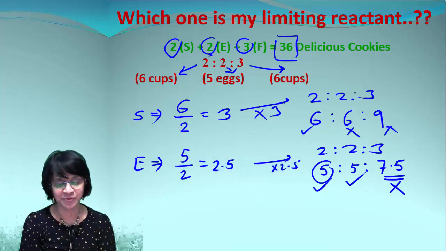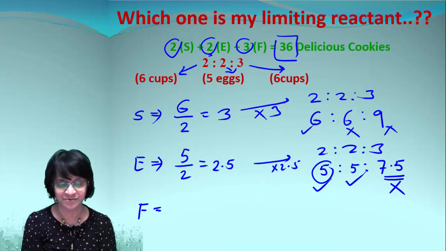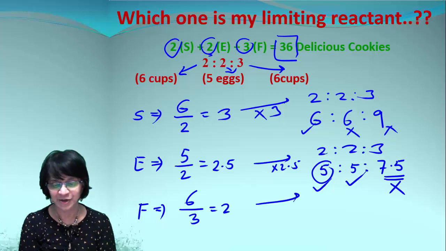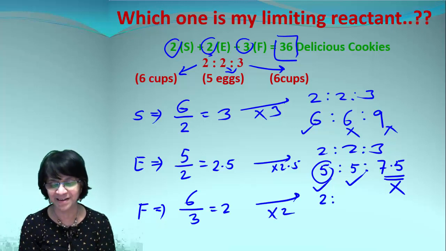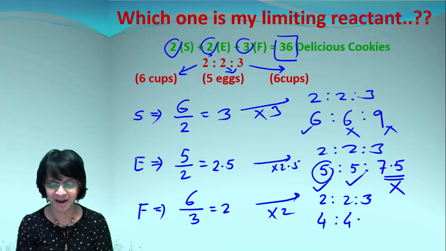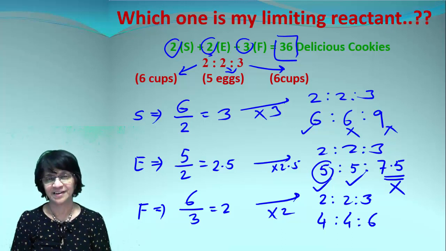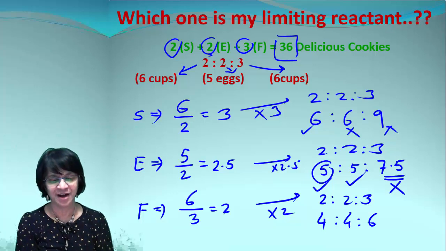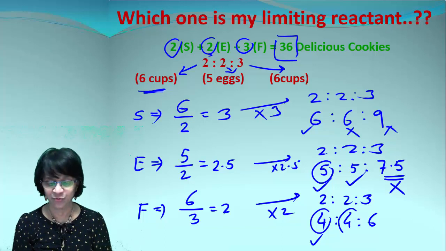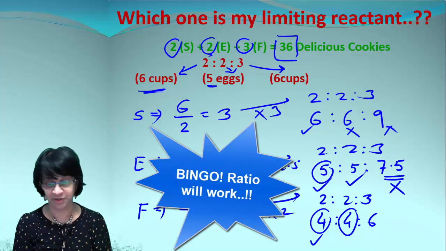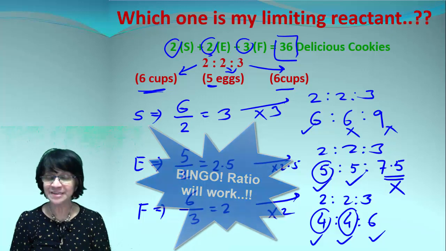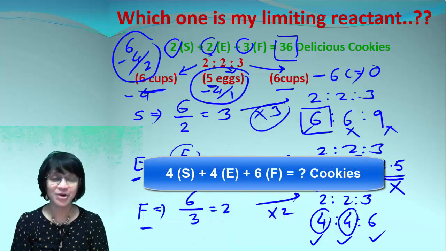Let's look at our flour now. I have 6 cups. I divide that by 3, so I get 2 as a factor. You're going to multiply each of those by 2. So I should have 4, 4, and 6 as the ratio. Let's check what we have. We have 6 cups of sugar. We need 4, which is good. We need 4 eggs. We have 5 eggs. We are good. And how many cups of flour do we have? 6. So that's good. That means this is going to work. Great. We got the proportion.